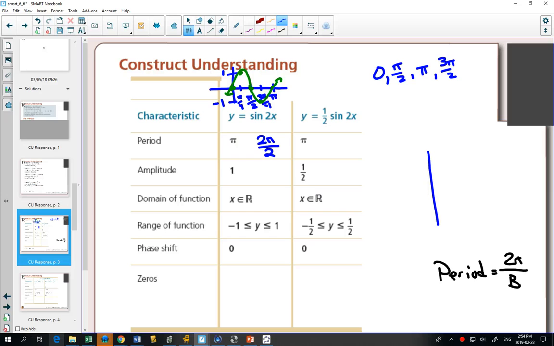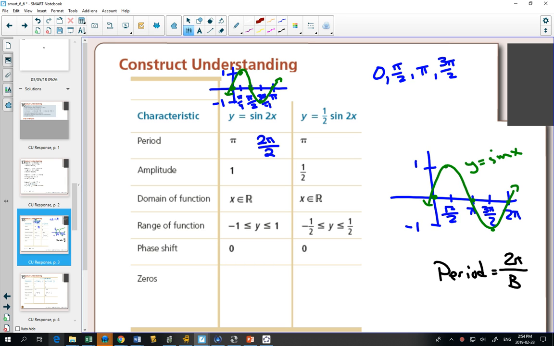is we looked at our regular sine graph, right? Here is our parent graph, our regular sine graph. And one of the things when we first looked at our regular sine graph was we noticed that all the zeros were k pi, where k was an element of the integers. So how are we going to write the zeros for this?